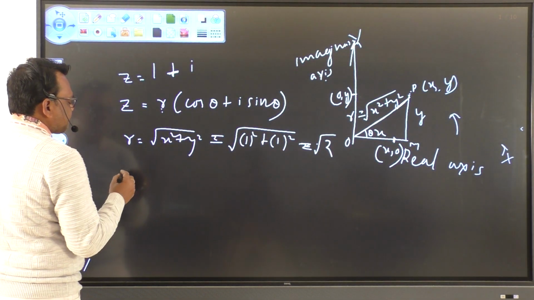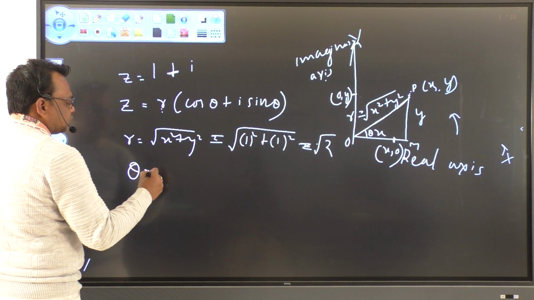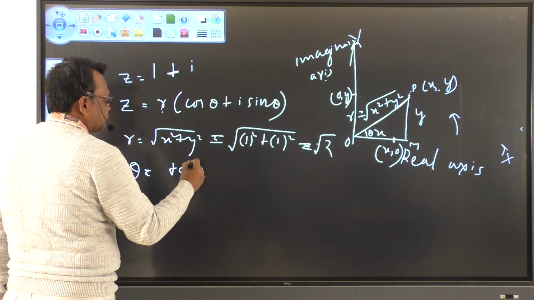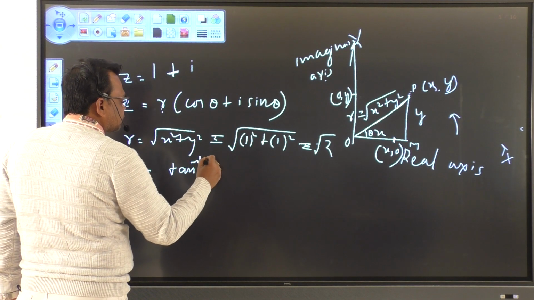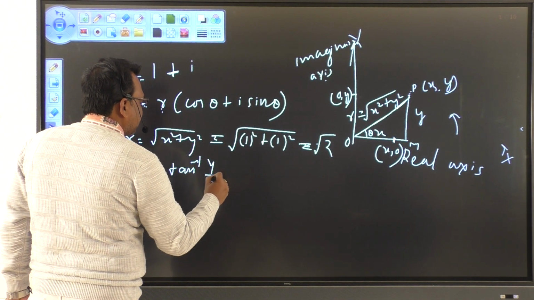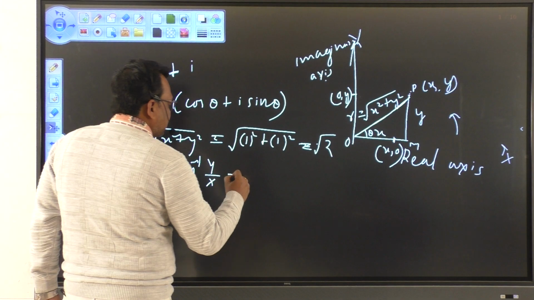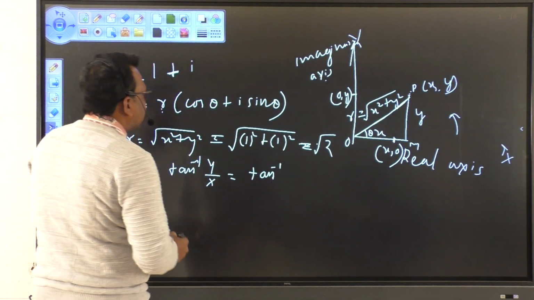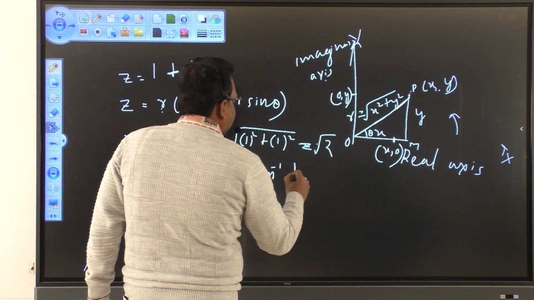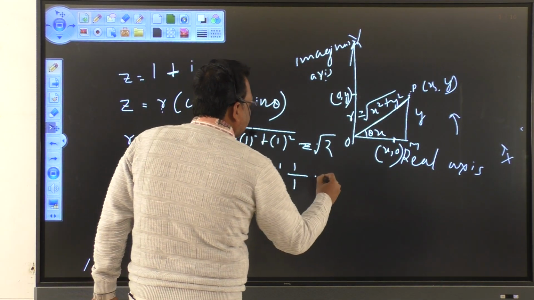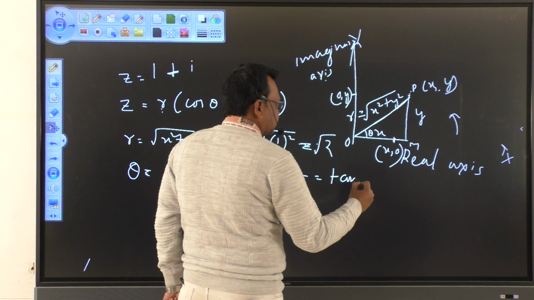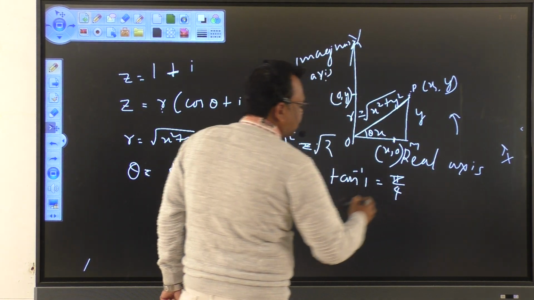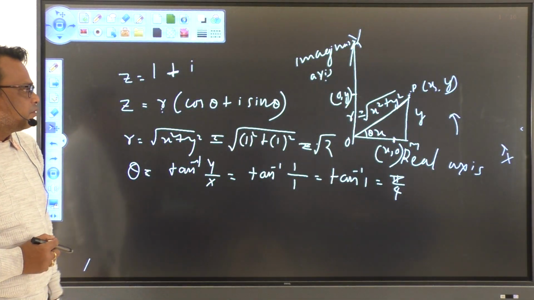Then theta. What is theta? Tan inverse of y by x. This is equal to tan inverse, the value of y is equal to 1 and the value of x is also equal to 1. That is tan inverse of 1. This is pi by 4. The value of theta is equal to pi by 4.